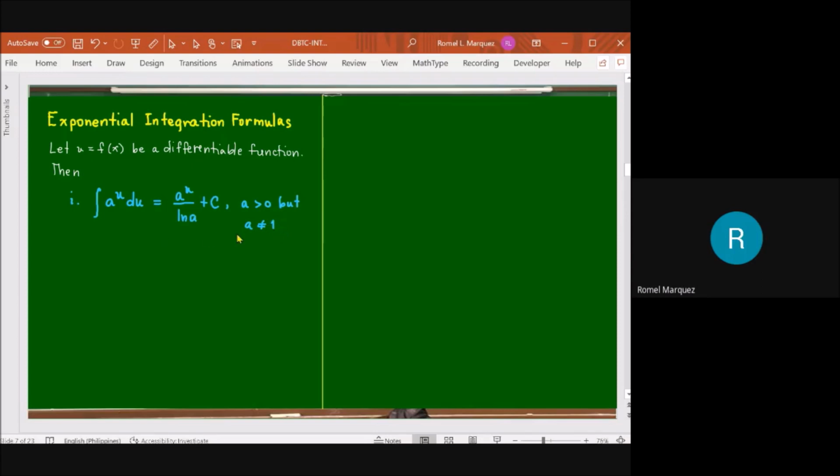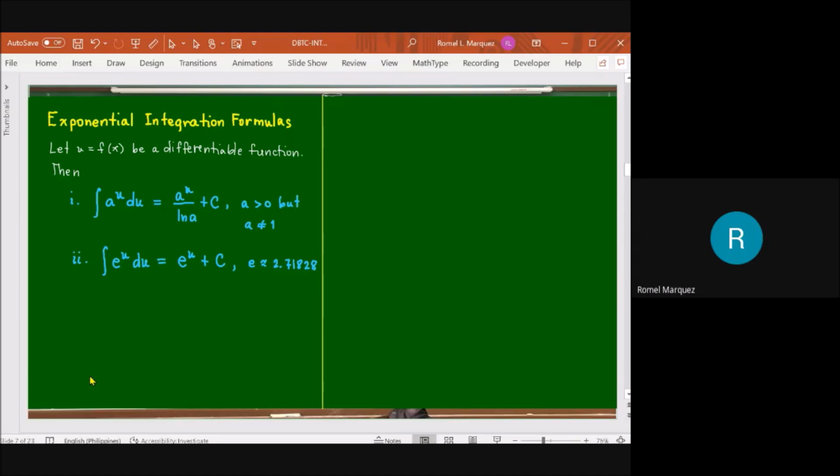So again, what is a here? It is a constant that is positive but not equal to 1. And then a special case, if a happens to be e, this formula now becomes the integral of e to the u du, and that is equal to e to the u. What is ln e? Because a is e, ln e is 1, so we don't write that anymore. Then plus c. Here e is a constant approximately equal to 2.71828.